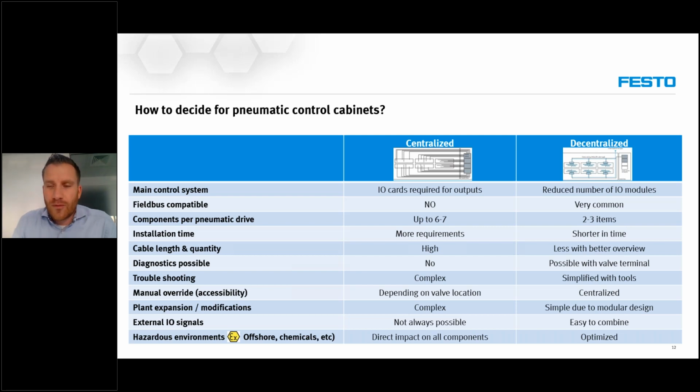Of course, this presentation will be shared with you, so I will not go over all the topics, but at Festo we always try to decide what the best concept is and how to support our customers with the most efficient solution for their project.